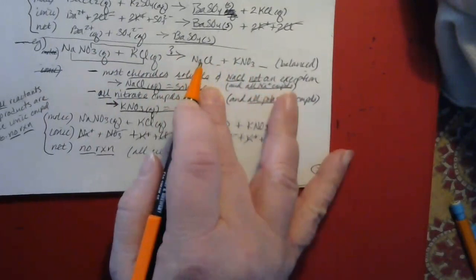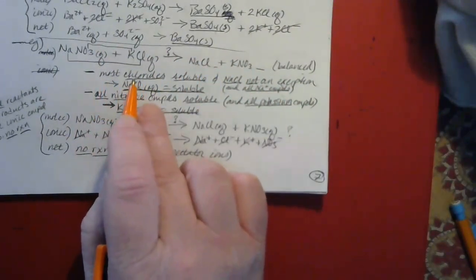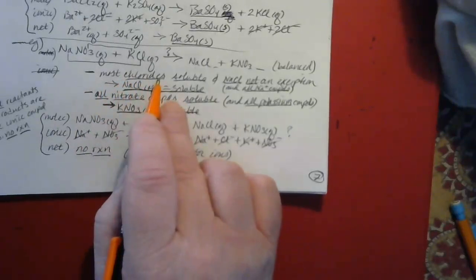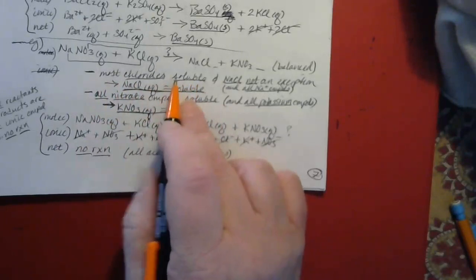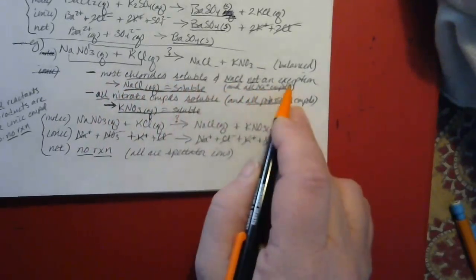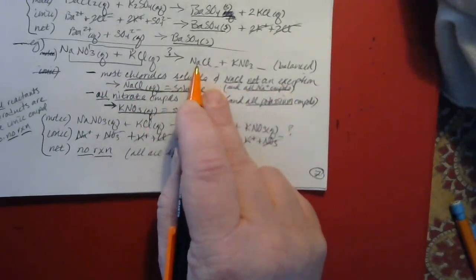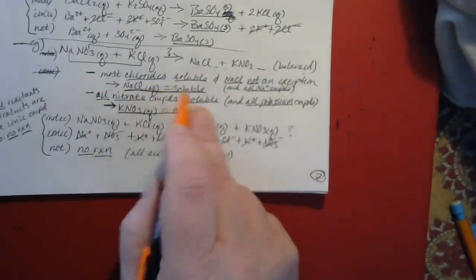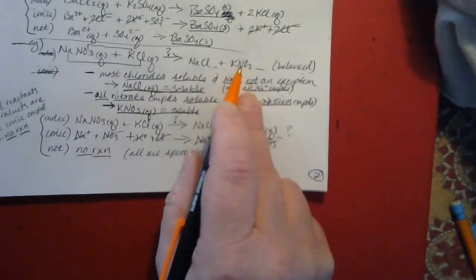Hopefully you already know that sodium chloride is soluble in water, but just in case, you could look at the solubility table under chlorides, and you'll see that most chlorides are soluble, and sodium chloride is not an exception, so therefore sodium chloride is soluble. And as I said a moment ago, all sodium compounds are soluble anyway. So definitely soluble.